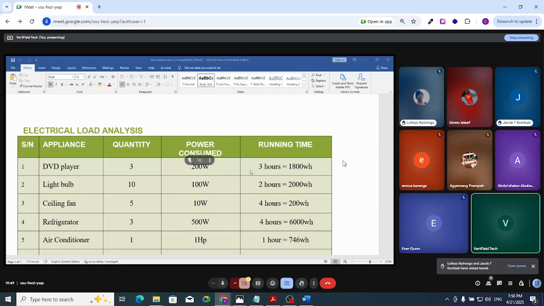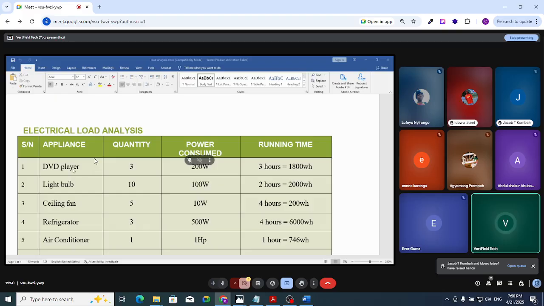All right. So, how then do we run a load analysis on these 5 appliances? There is a way. Yes, there is a way. But then, let us firstly take the details of these 5 appliances, just as you can see on my screen. You can write along.